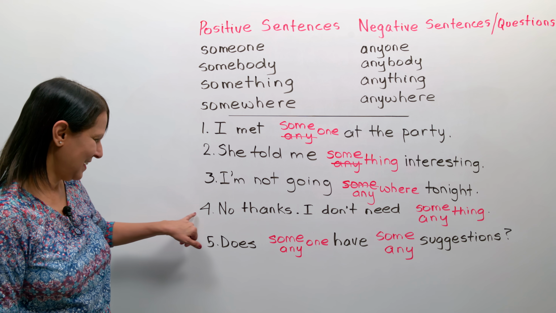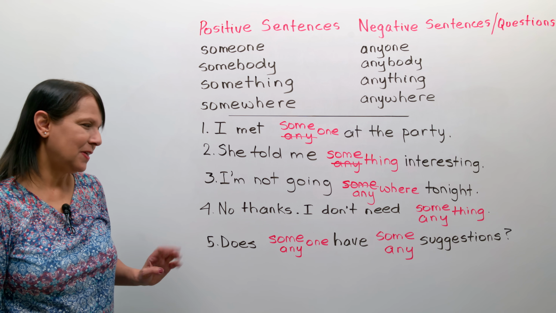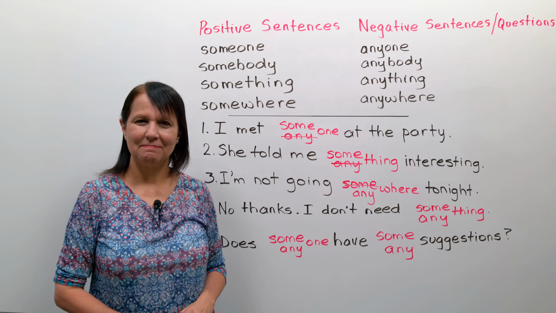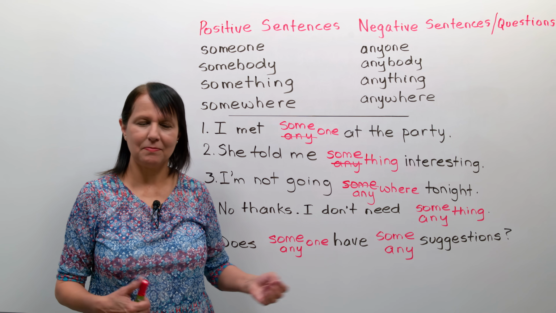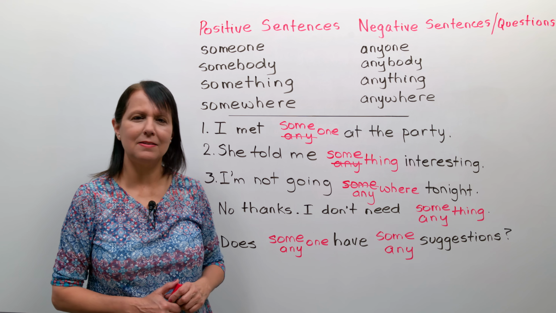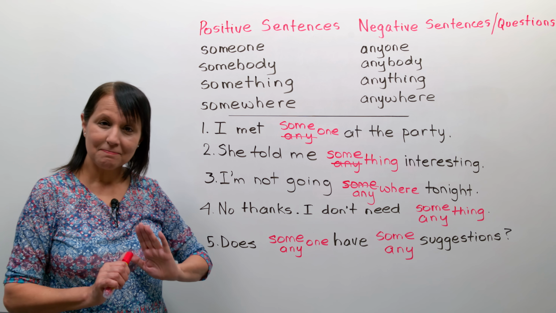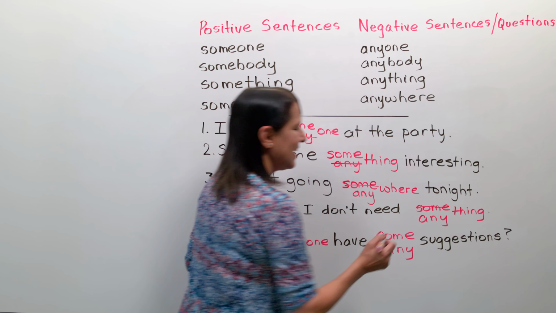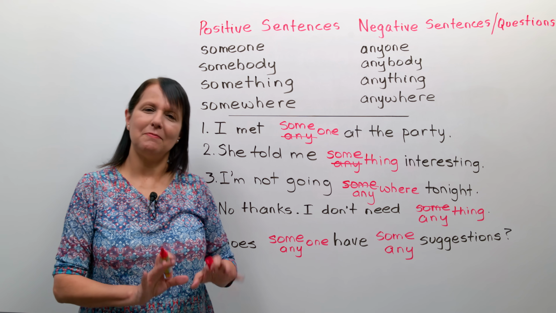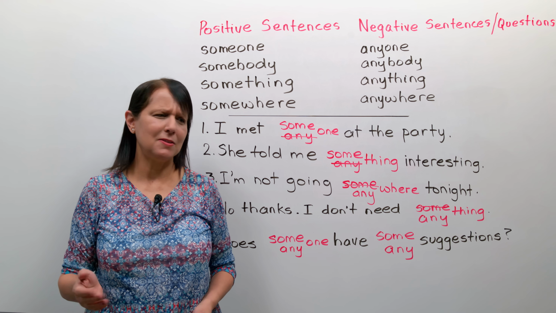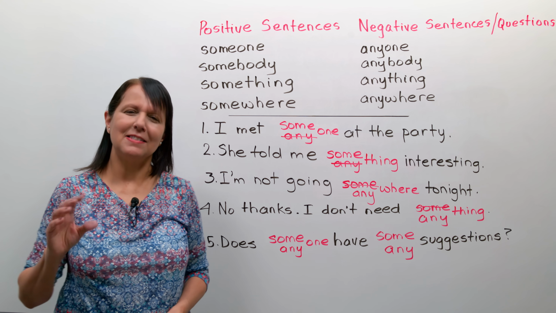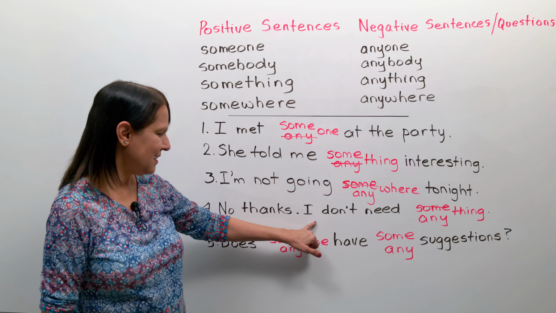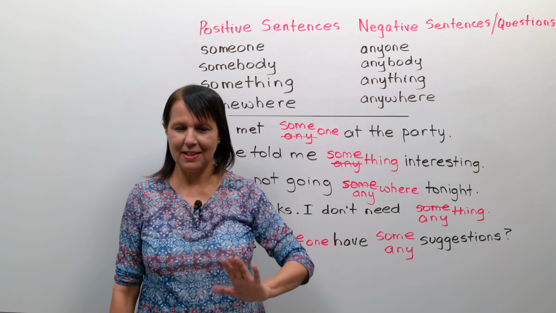Okay, whatever. Number 4. No thanks. I don't need blank. Let's say you're in a restaurant and somebody asks you, would you like something else? And you say, no thanks, I don't need. Which one? Anything. I don't need anything. I'm fine. Thank you. Sometimes people say I'm good. And that's a slang for like, I'm fine. I don't need anything more. But basically, no thanks. I don't need anything.